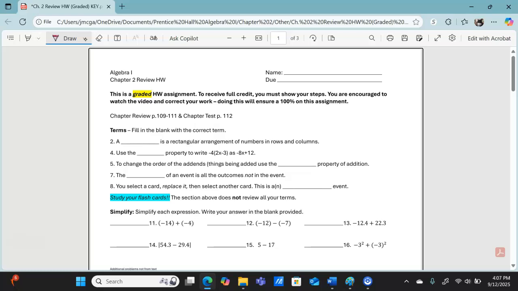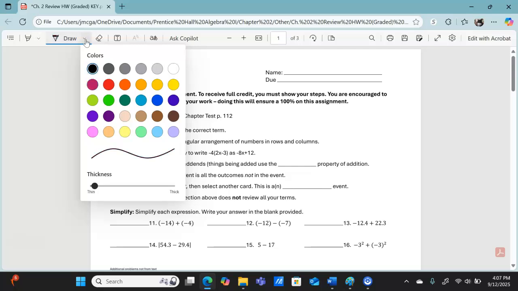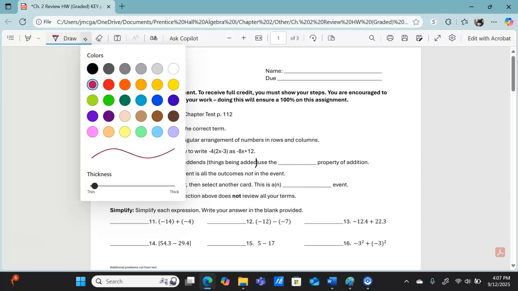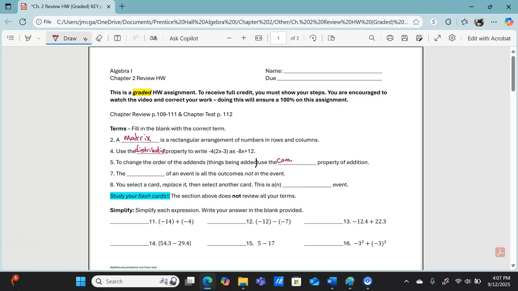A blank is a rectangular arrangement of numbers in rows and columns. That's a matrix. Each part of that is called an element. Number 4, this is showing the distributive property. Number 5, to change the order of the add-ins, the thing being added, and I need another parentheses there, we will use the commutative property. So when you rearrange the things, it's the commutative property.